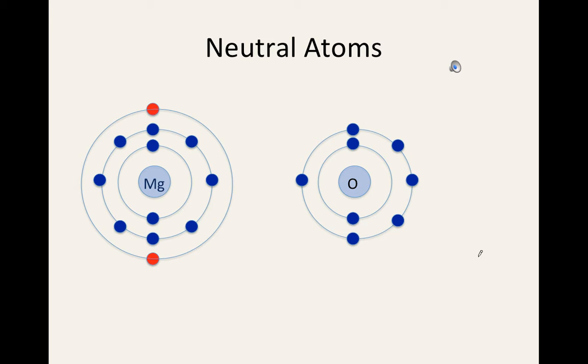Well, our problem is we don't have a full outer shell here. We have too many electrons there. We'd like to get rid of those. And you can see we have a couple of spots where if we added 2 electrons to the oxygen, it could give it a full outer shell. But let's talk about these as neutral atoms to start. So 12 protons, 12 electrons, those things are equal. And on the oxygen, 8 protons, 8 electrons, that means they're atoms. But they're both unhappy atoms. They want to change.